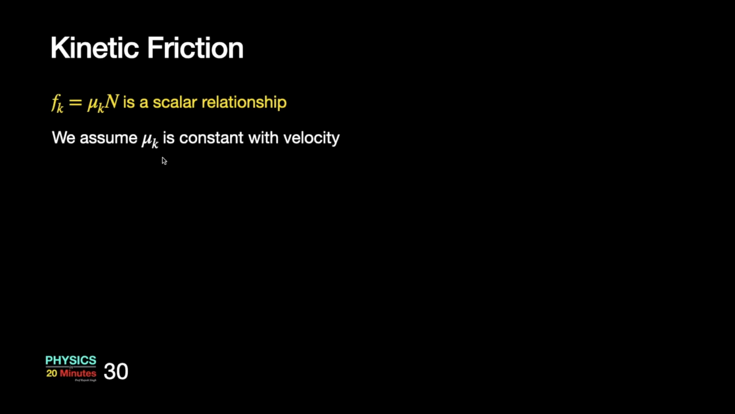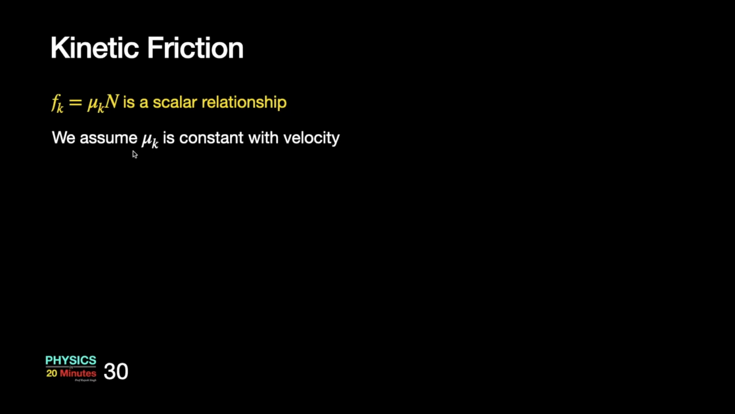We also assume that mu k is constant with velocity. Later on, when you do a higher level of physics, mechanics and fluid dynamics, you will realize that mu k changes with speed. There are considerable variations, but for this course we will assume that mu k remains constant.